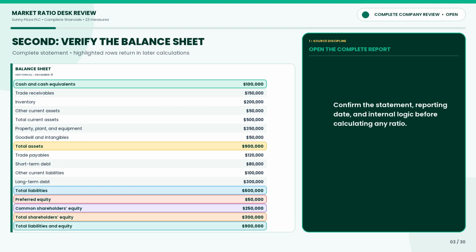Now open the balance sheet. Cash is $100,000. Total assets are $900,000. Liabilities are $600,000, including short-term and long-term debt. Preferred equity is $50,000 and common equity is $250,000, producing total equity of $300,000. Liabilities of $600,000 plus equity of $300,000 equal total assets of $900,000. The balance sheet balances. We will use debt, cash, common equity, preferred equity, and intangible assets in later calculations.